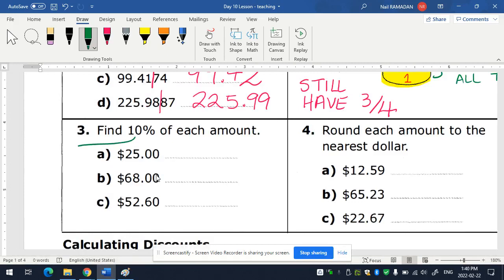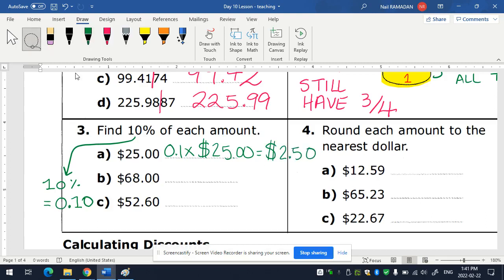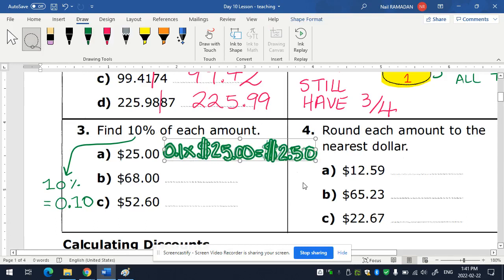So that means 10% equals, if you divide it by 100, 0.10. That's it. So now we multiply 0.1 times $25. What's 10% of any number? Just move the decimal point one step to the left. Exactly, it's $2.50. So go ahead, everyone, 2.50. There we go. Nice.